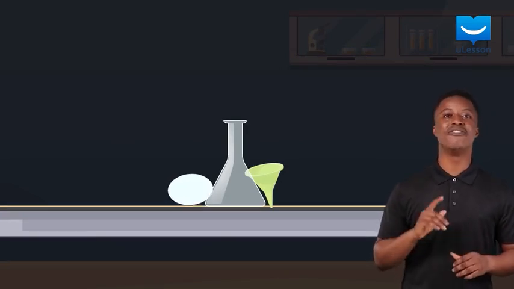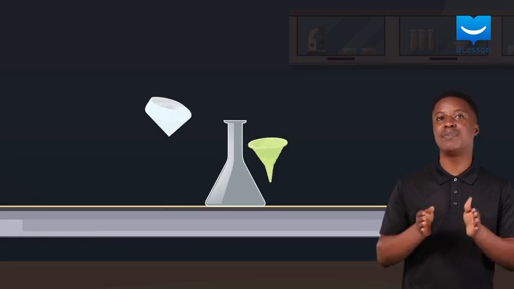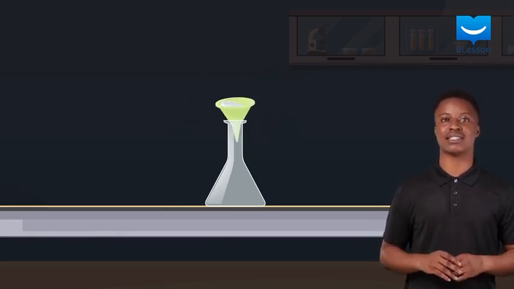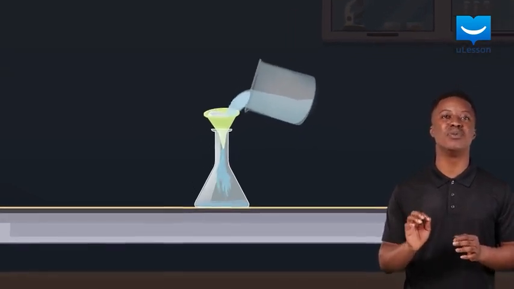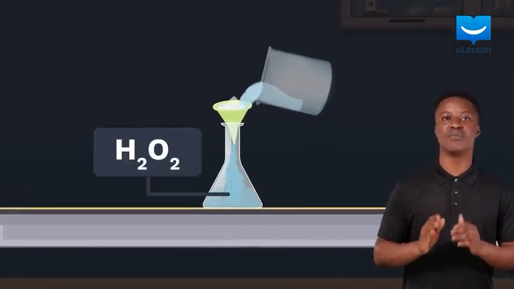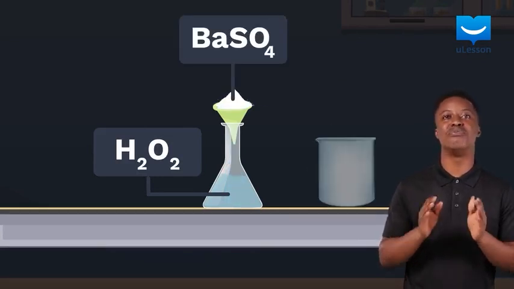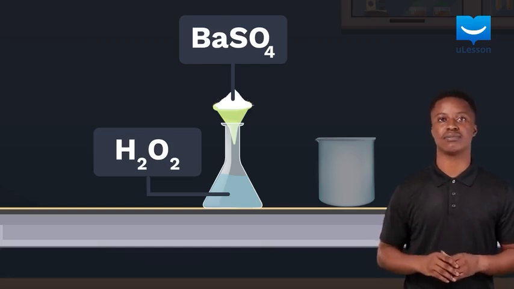To do this, the filter paper is first folded to make a funnel, which is placed inside the filter funnel and then in the conical flask. The solution is then filtered to obtain a light blue filtrate of hydrogen peroxide in the conical flask and a white residue of barium tetraoxosulfate(VI) left on the filter paper.